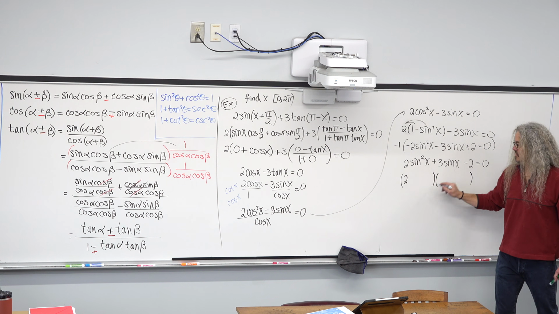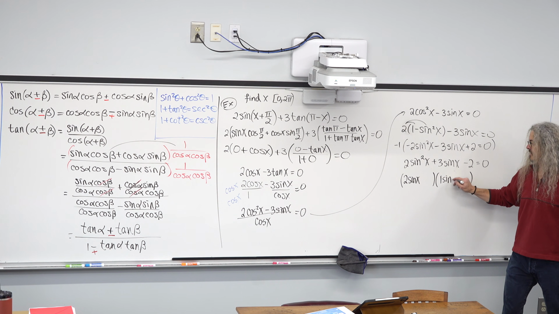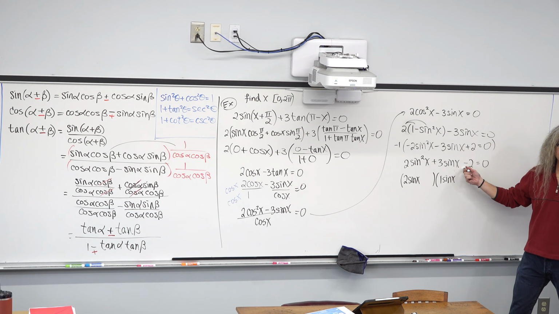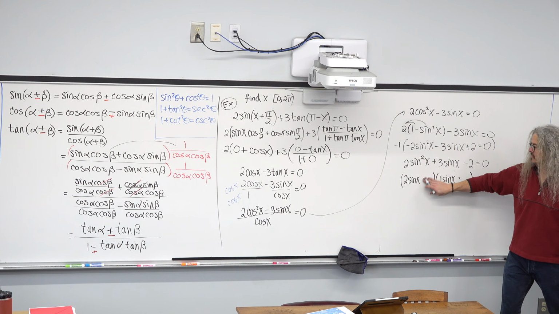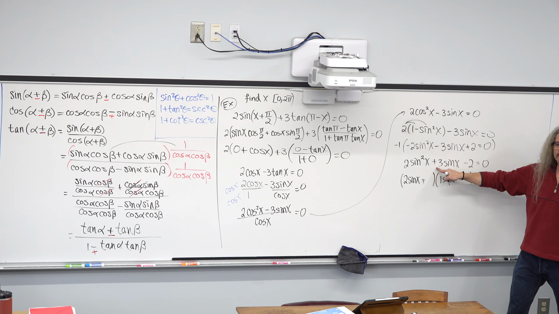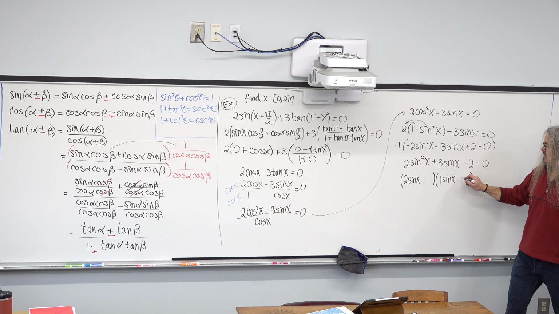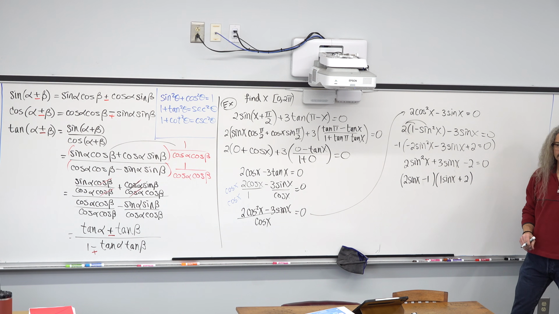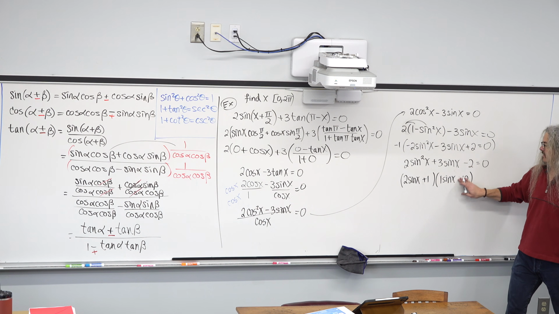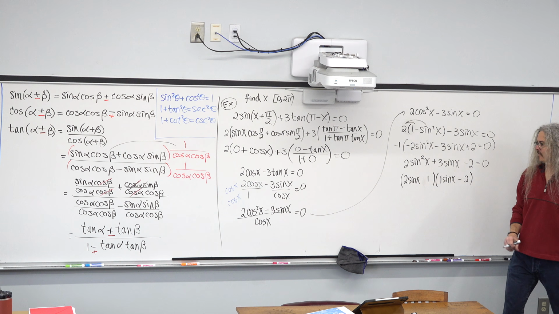Factors of 2 are 2 and 1, and we have sine squared, so it's 2 sine of x and 1 sine of x. Our last constant is negative, so we need a positive and negative sign, so it's either plus here and minus here, or vice versa. We need a middle coefficient of 3. So is it plus 2 and negative 1? Or plus 1 and negative 2? Or maybe the 2 goes over here? What are our two factors?